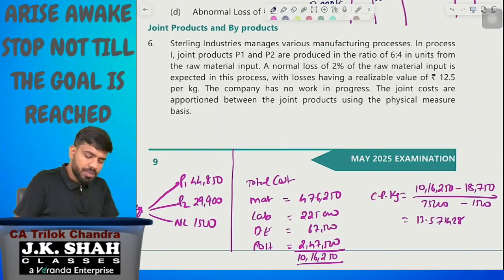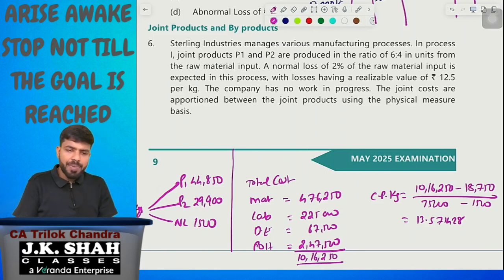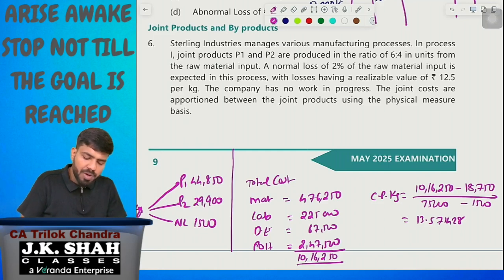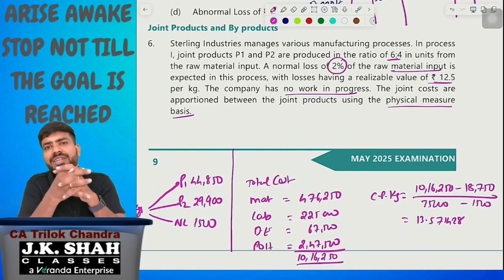Look at the question. Sterling Industries manages various manufacturing processes. In process 1, joint products P1 and P2 are produced in the ratio of 6:4 in units from the raw material input. A normal loss of 2% of the raw material input is expected in this process, with losses having a realizable value of 12.5 per kg. The company has no work in progress. The joint costs are apportioned between the joint products using the physical measure basis, nothing but the physical units basis.